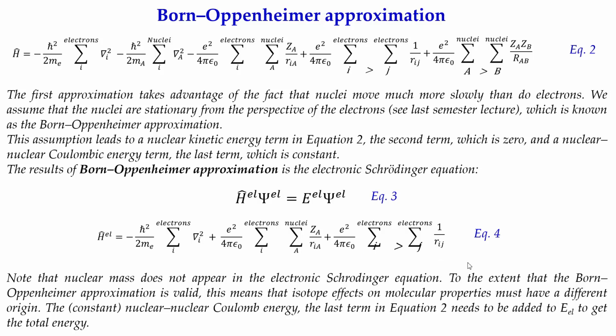Here one concern is that in this electronic Schrodinger equation, the mass of the nucleus does not appear. To the extent that the Born-Oppenheimer approximation is valid, this means the kinetic isotope effect on molecular properties, which you may know from physical organic chemistry class, must have some different origin, because in the Schrodinger equation we do not have the nuclear mass here. So the nuclear Coulomb energy, the last term in equation 2, we have to add after solving these equations. Finally, we will get the total energy.